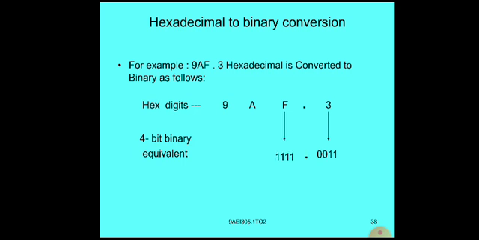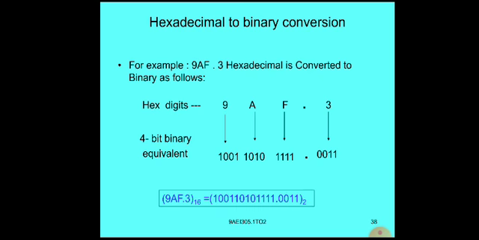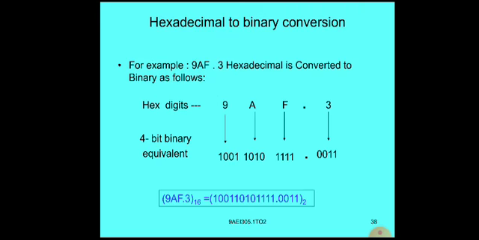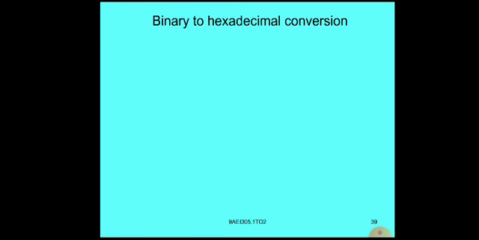Okay. For F, all ones, 4 ones. A is 1010, 9 is 1001, like that. That's all. So that is the hexadecimal number and its equivalent binary number. Okay. So this is the procedure for converting hexadecimal number to binary conversion.